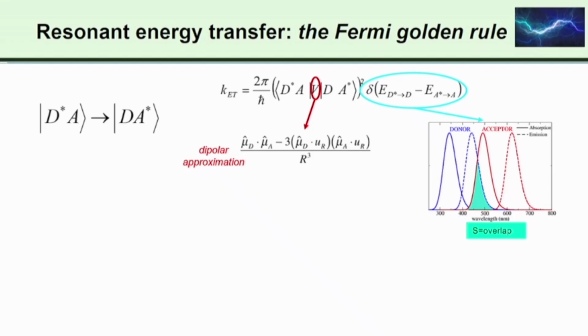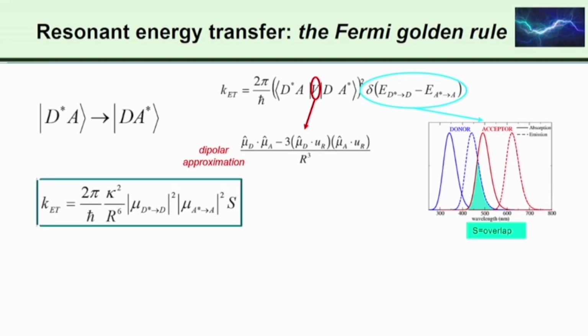And the other clever thing that Förster did, Förster is another German scientist, is to substitute this Dirac delta with the overlap between the emission of the donor and the absorption of the acceptor. Because, of course, this region marks the region where this relation is more or less obeyed. And if you do these two approximations, you get the Förster rate.